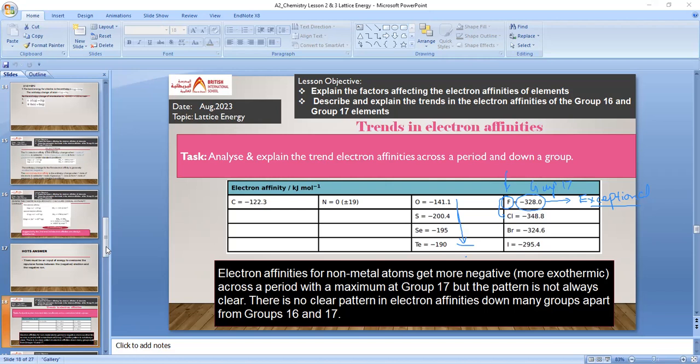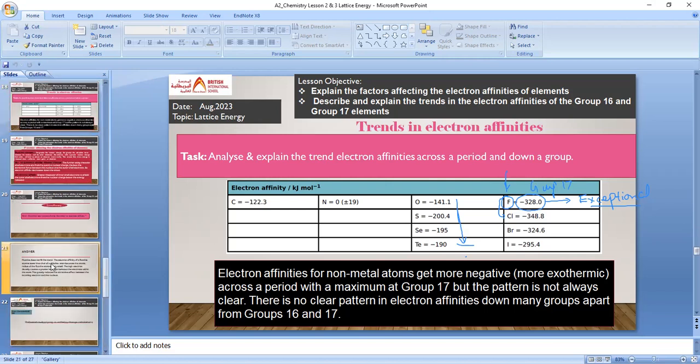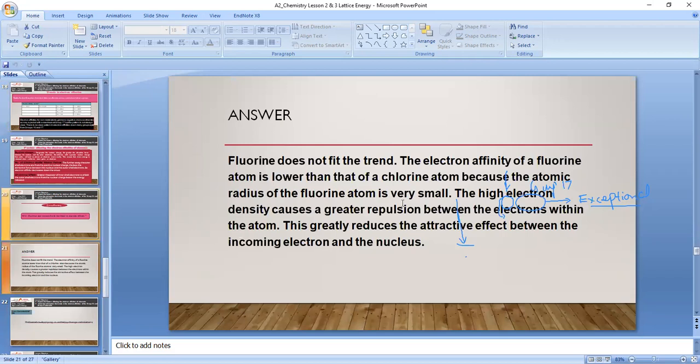Next is, okay, the answer is given. It's better to just memorize the answer, because your mark scheme is very specific. They expect you to write certain terms like greater repulsion, more attractive forces. Just keep in mind that you have to explain atomic size, then repulsion.